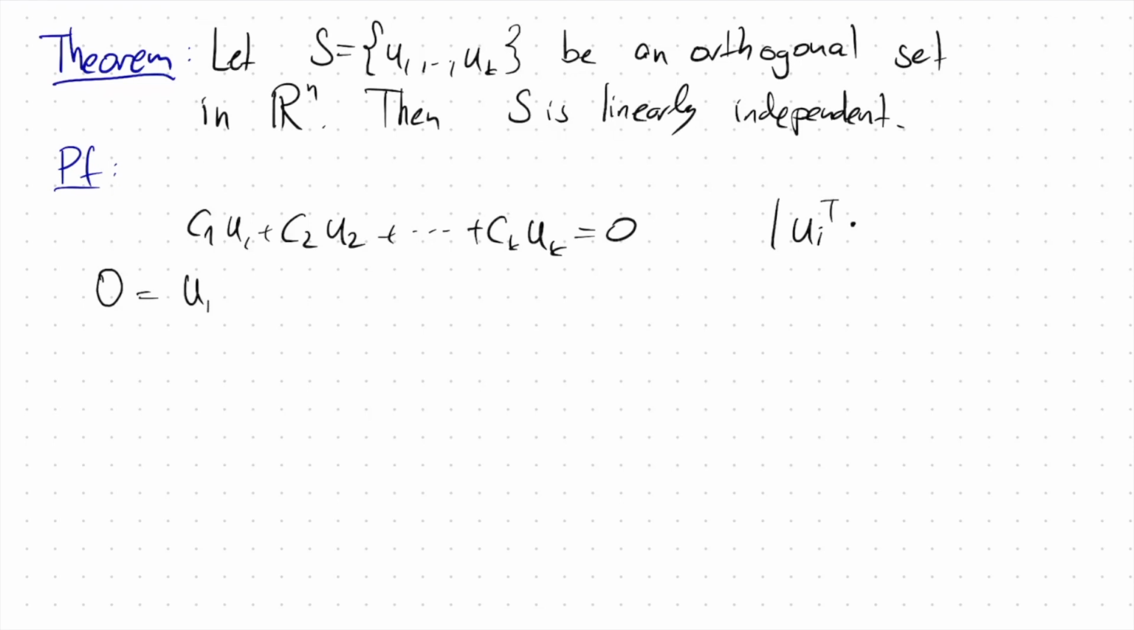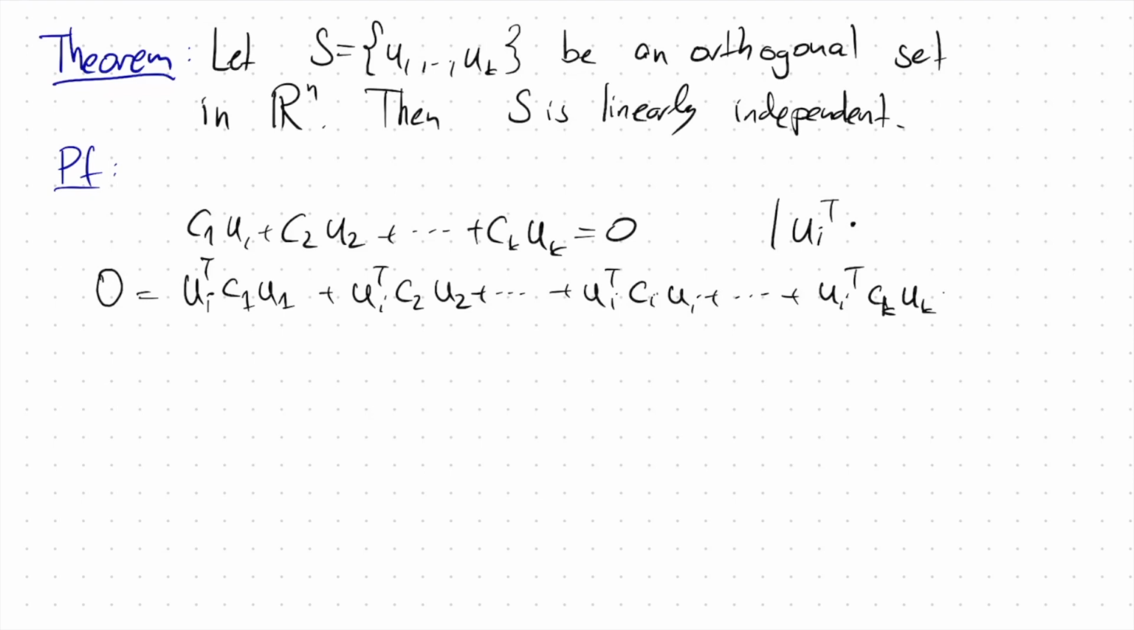Then we get ui transpose c1 u1 plus ui transpose c2 u2 plus ui transpose ci ui plus ui transpose ck uk. I forgot there are some transposes. Now it's correct. And note the first one is just c1 times ui transpose u1. Let's assume i is not 1. If i is 1, this is not 0, but here it is 0.